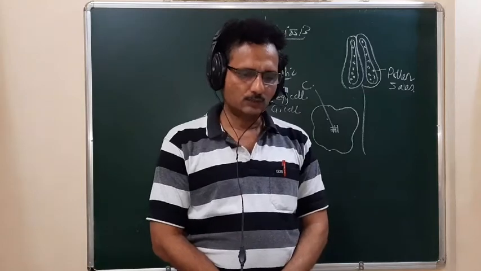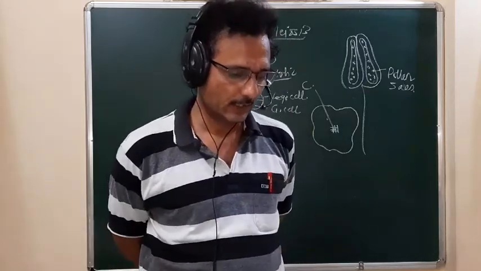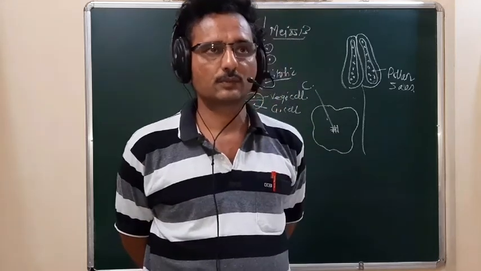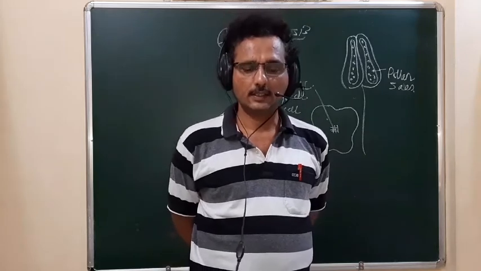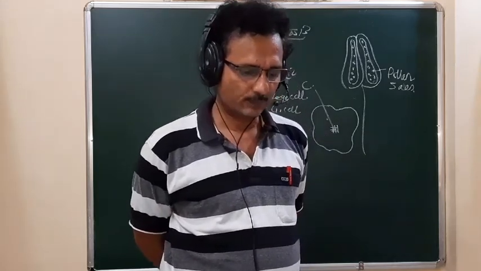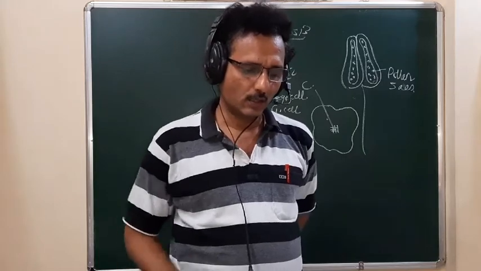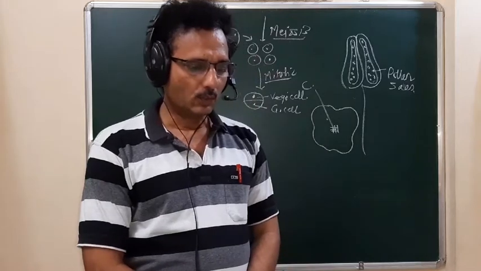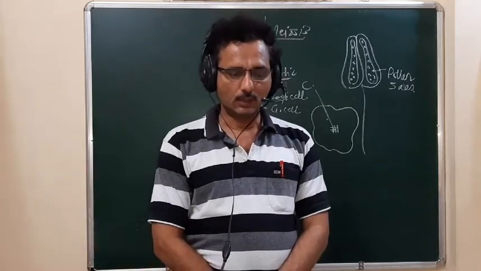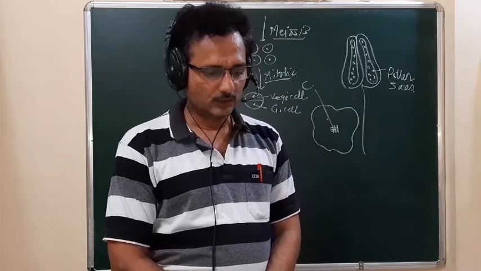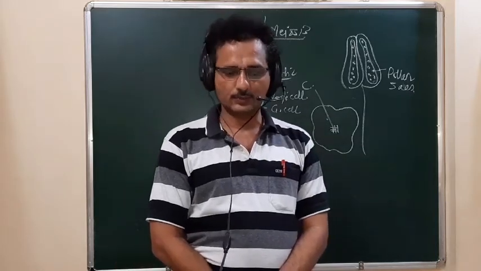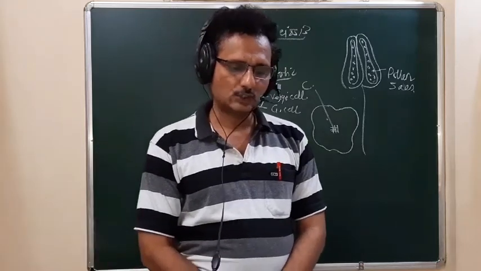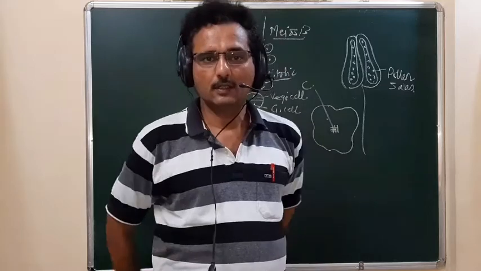Then question number 14. In flowering plants, the archisporium forms: first option, wall of sporangium; second option, wall and tapetum; third option, wall and sporogenous cell; and the fourth option, tapetum and sporogenous cell.